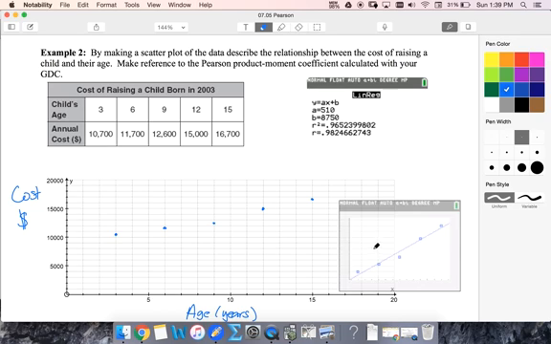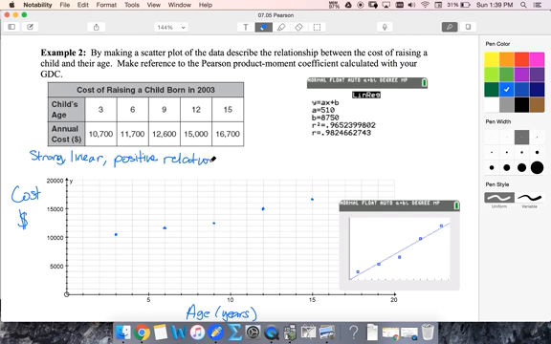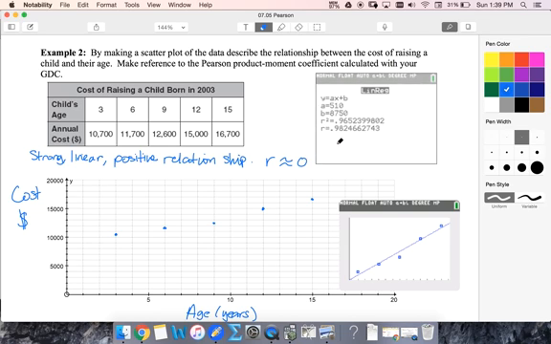Okay, so to describe the relationship, my description is this is going to be a strong, linear, positive relationship. And I can say that my R value is approximately 0.982. And that also tells me strong positive.